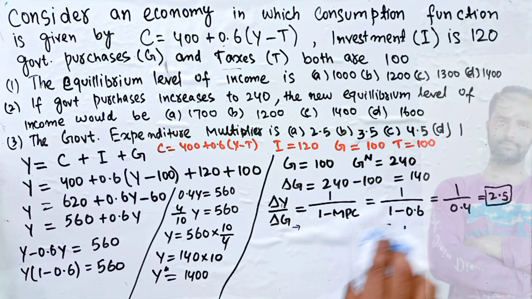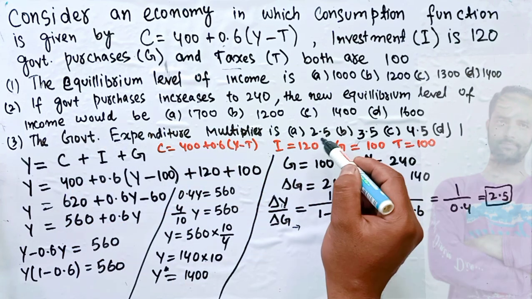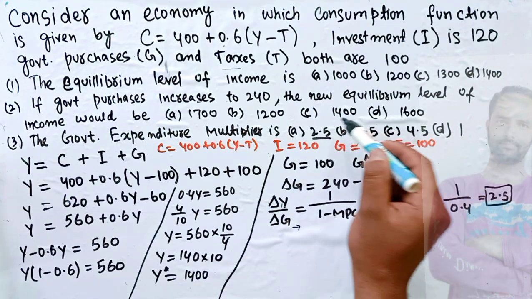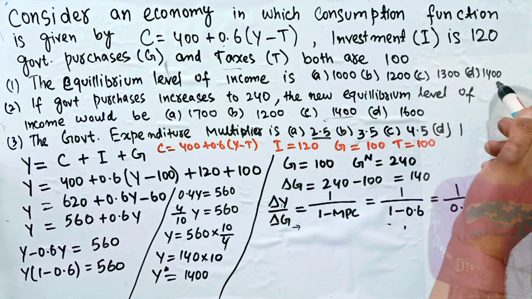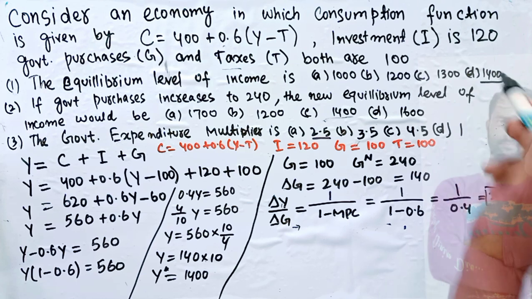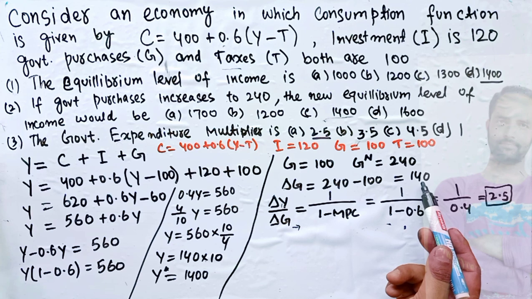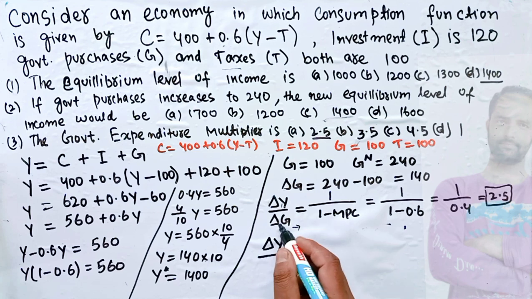So we calculated that our expenditure multiplier is 2.5, and the equilibrium level of income was 1400. Now the second part is simply, what is the change in government expenditure? So del y, the change in income, upon the change in government expenditure, which is 140.